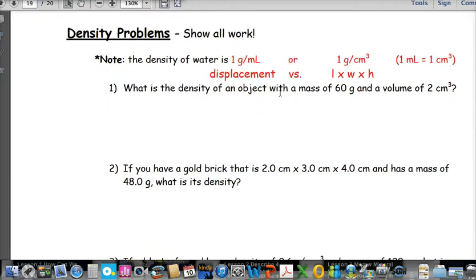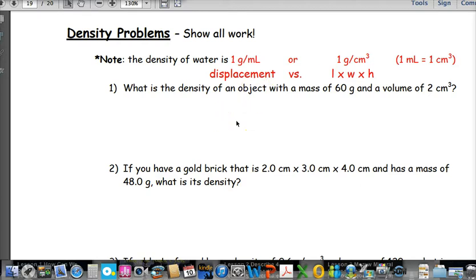Let's look at a few density problems. Again, remember, the density of water is 1 gram per milliliter or 1 gram per cubic centimeter. A milliliter of water and a cubic centimeter of water are equal. That's the only substance that is true for.